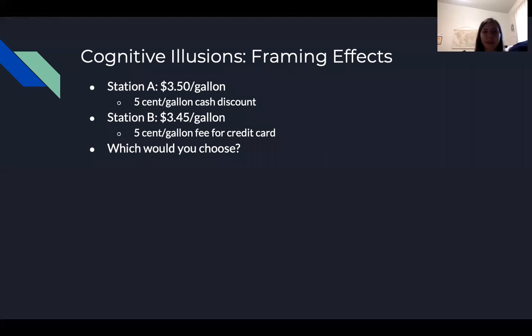So it wouldn't matter either way, and not even depending on if you're paying with cash or card, because for cash, they'd end up both being $3.45. If you're paying with card, then they're both $3.50. So it's the exact same.